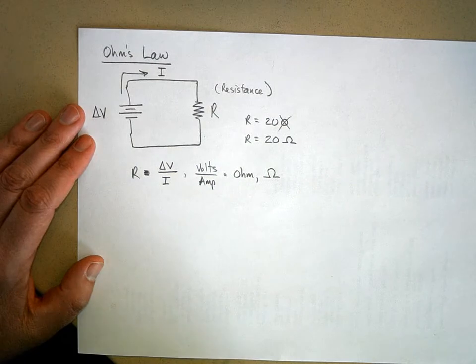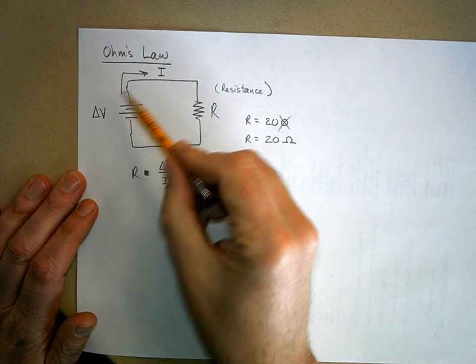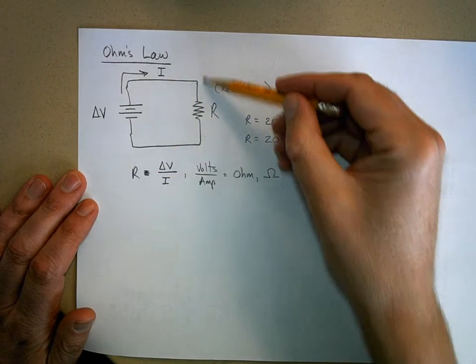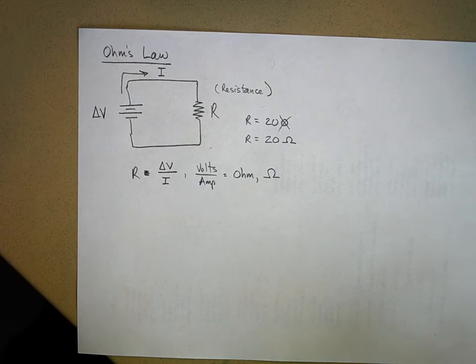Now, what does this 20 ohms mean? It means this. How much voltage will it take to get 1 amp of current to flow through it? 20 volts. I would need to have 20 volts over here to get 1 amp of current to flow through a 20 ohm resistor. That's a lot. 20 volts is a lot. You'd have to get a couple of batteries, hook them up together, so on.